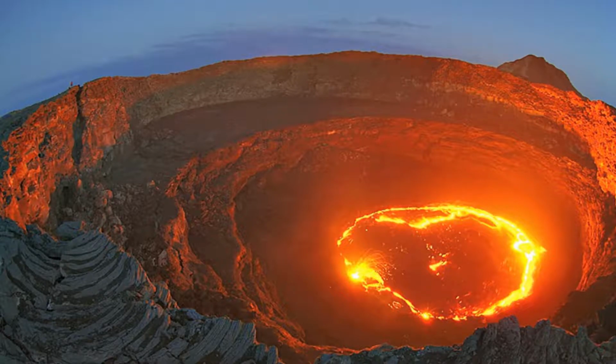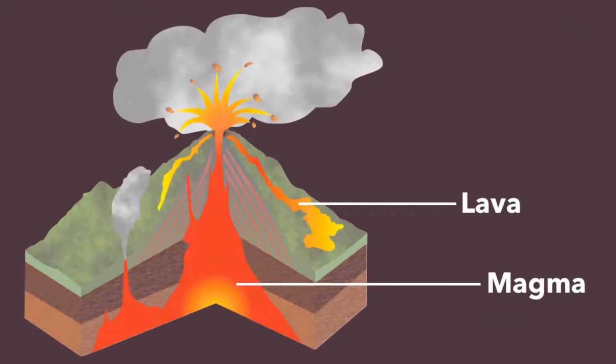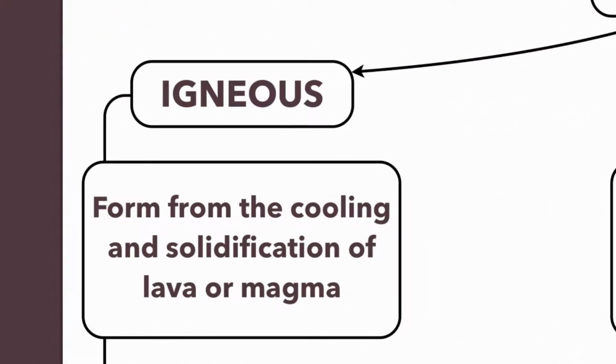But what I want you to keep in mind is that there is a difference between lava and magma. When it is deep inside the earth, under the surface, we call it magma. Once it erupts onto the surface, we call it lava. Now this material, whether inside the earth or on the surface, can cool and solidify, and that gives us two different types of igneous rock. Igneous rocks are classified according to where exactly they did their cooling and solidifying, and so we have two types. Let's start with the first type.